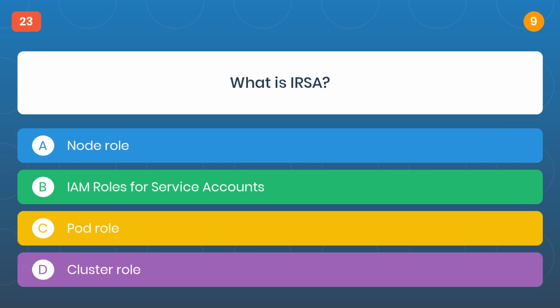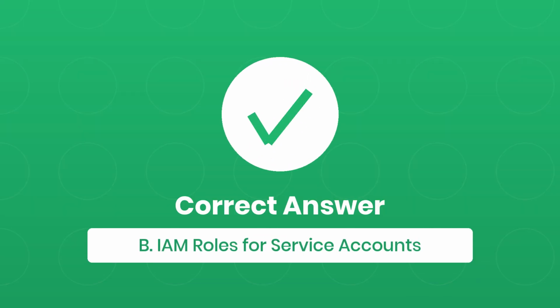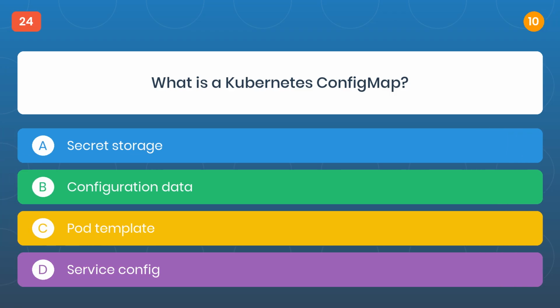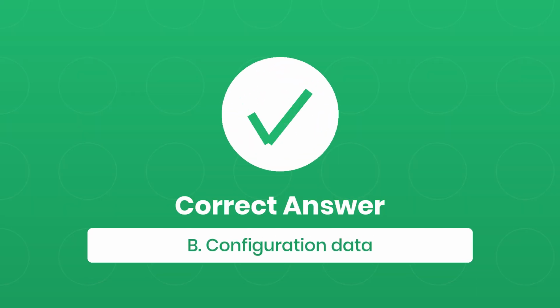Question 23. What is IRSA? The correct answer is B, IAM roles for service accounts. Question 24. What is a Kubernetes config map? The correct answer is B, configuration data.